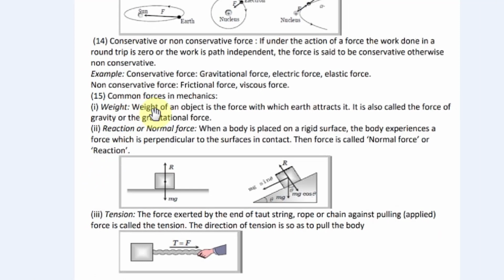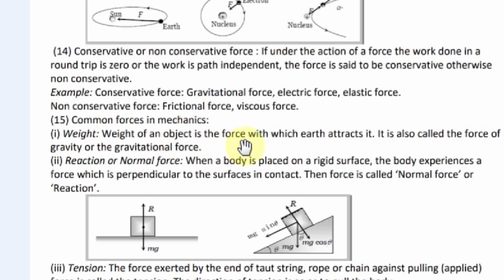First is weight. Every body, weight is what? It is a force with which Earth attracts the object. Weight is nothing but the force with which Earth attracts that body towards it. So the force of gravity, or gravitational force, is also known as weight. For example, you can see this is a body. The arrow downwards shows the weight of this body. So weight is equal to m into g.